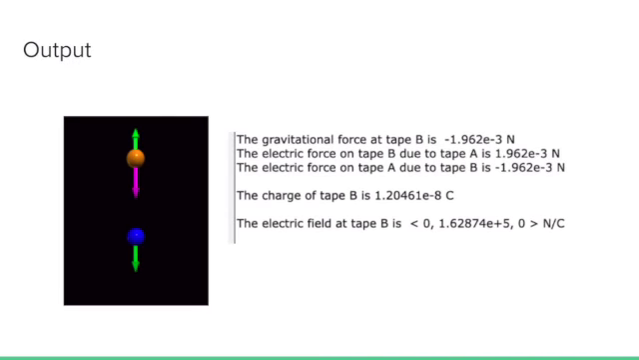This computational model both gives us a diagram and a few important values to take note of. The first one being the gravitational force at tape B, and then it also gives the electric force on tape B and tape A due to the opposite tape. Additionally, we have the charge of tape B and the electric field at tape B, all shown here.